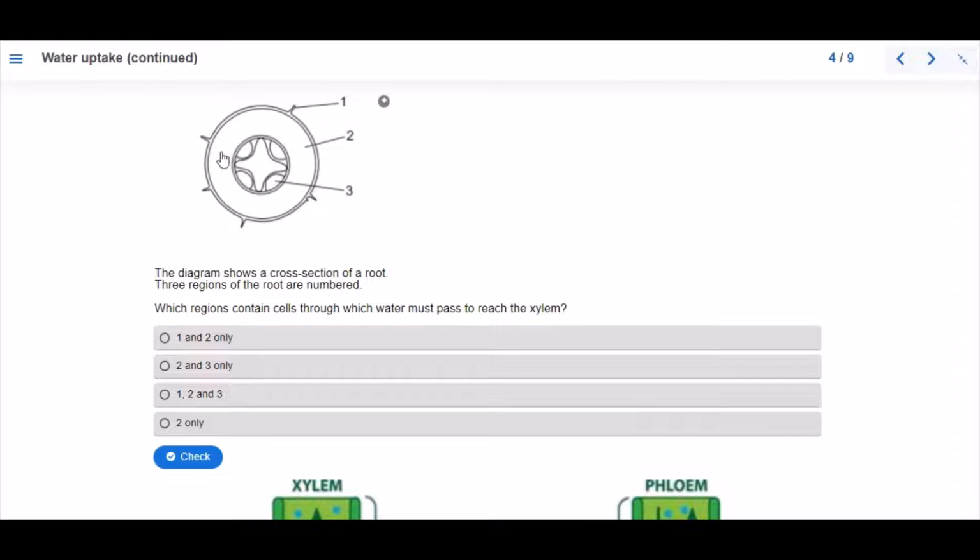Continuation of water uptake. There's a quick question here. The diagram shows a cross section of a root, and three regions of the root are numbered. So, which regions contain cells through which water must pass to reach the xylem? That'll be the root hair and the cortex.